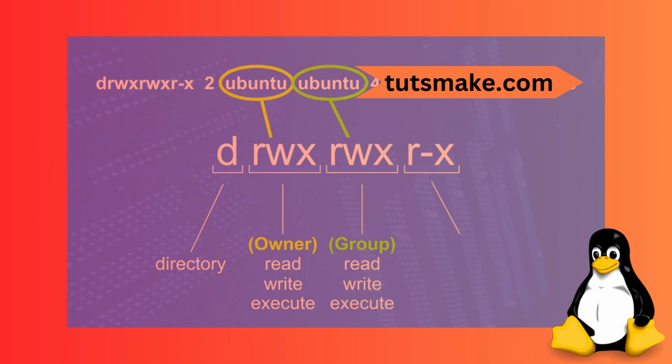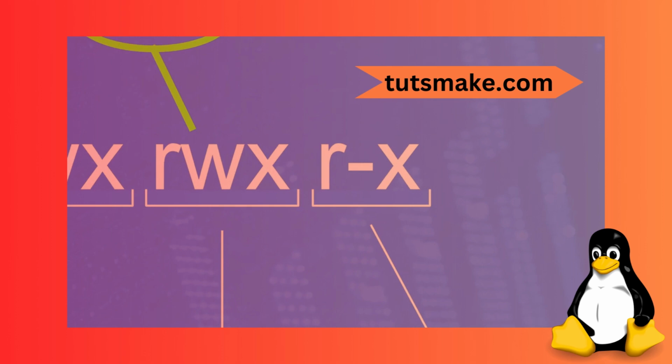Then you have another set, which is also RWX, which corresponds to the group. Anyone in this group has these permissions: read, write, and execute on this directory. So the first name here is going to be the owner, the second name is going to be the group, and anyone in the Ubuntu group can read, write, and execute on this directory. And finally, what can all other users do? Well, they can read and execute only. They can't write. So when you're not given a privilege, you get this dash. So we get R-X. Read, can't write, but you can execute.